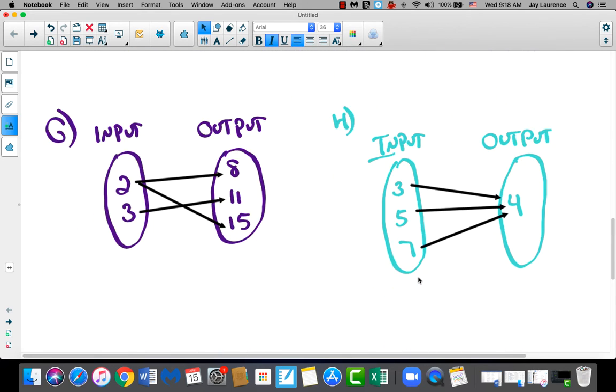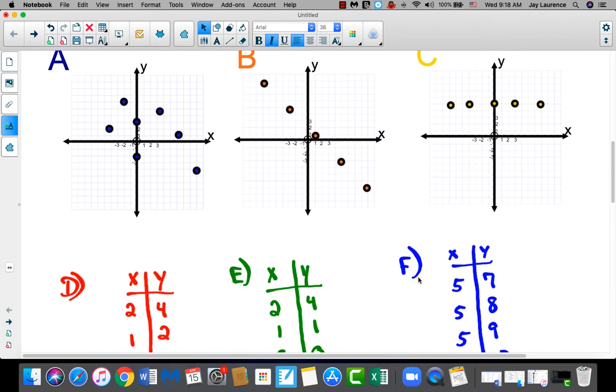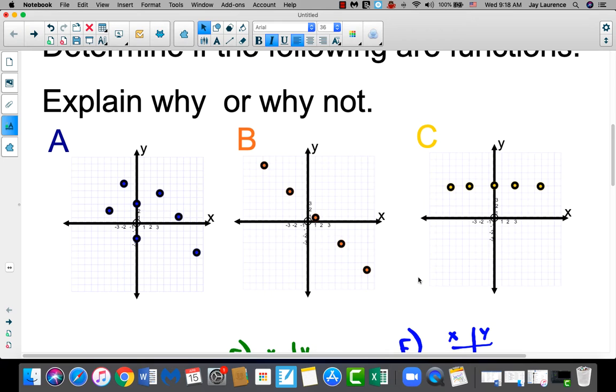And I want you to do the same for G and H. All right, I'm going to go back to A, B, and C, and I'm going to explain what the answers are and why they are or they are not functions. Please make sure you've tried all of them. Okay, so A is most definitely not a function. There are two really good reasons.